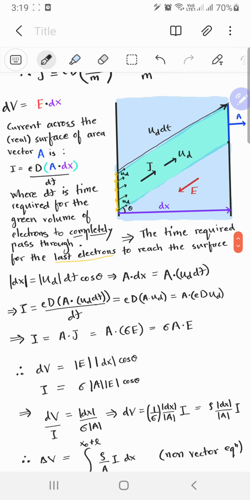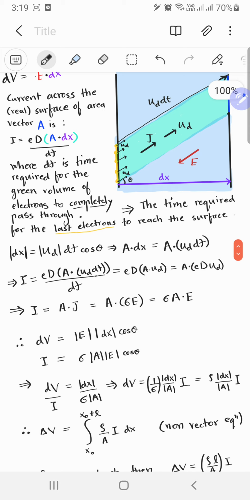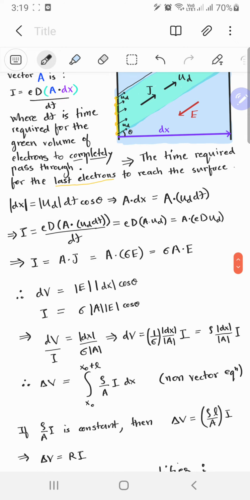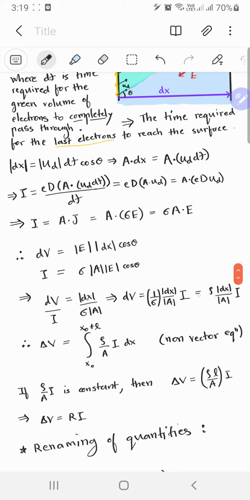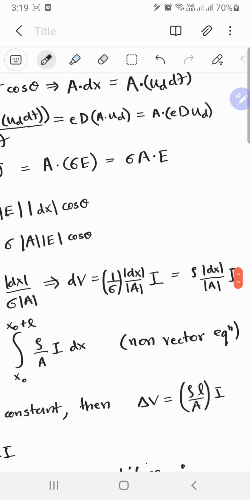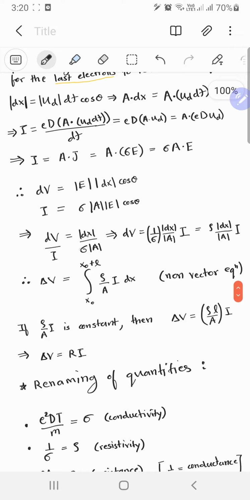Okay. Next, this potential difference, it's E dot dx. So its magnitude would be E dx cosine theta, right? The dot product, yes. And I, its magnitude would be sigma AE cosine theta. So just divide these two equations and you get this equation finally. dV equal to 1 upon sigma dx upon A times capital I. So 1 upon sigma, I will just write this as rho, the resistivity. So you have dV equal to rho dx upon A I, and then if you integrate this, you get this equation.